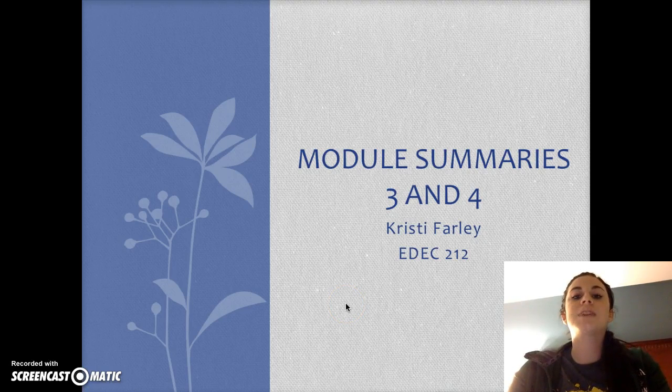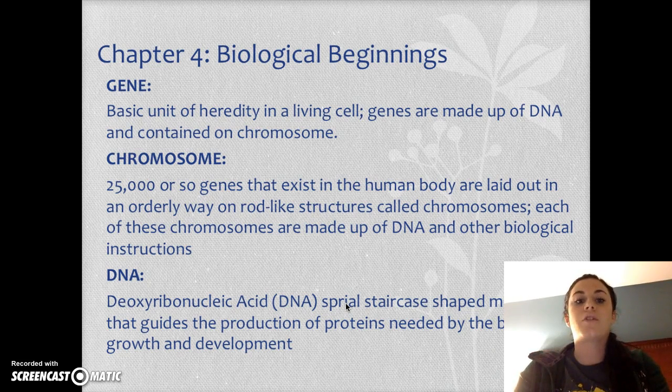Okay, so for module summaries 3 and 4, we're just going to go over a basic overview of what they mean. Chapter 4 was biological beginnings, and chapter 5 was about physical development. Some important key facts that I read in the chapters and reviewed with the notes online were these.